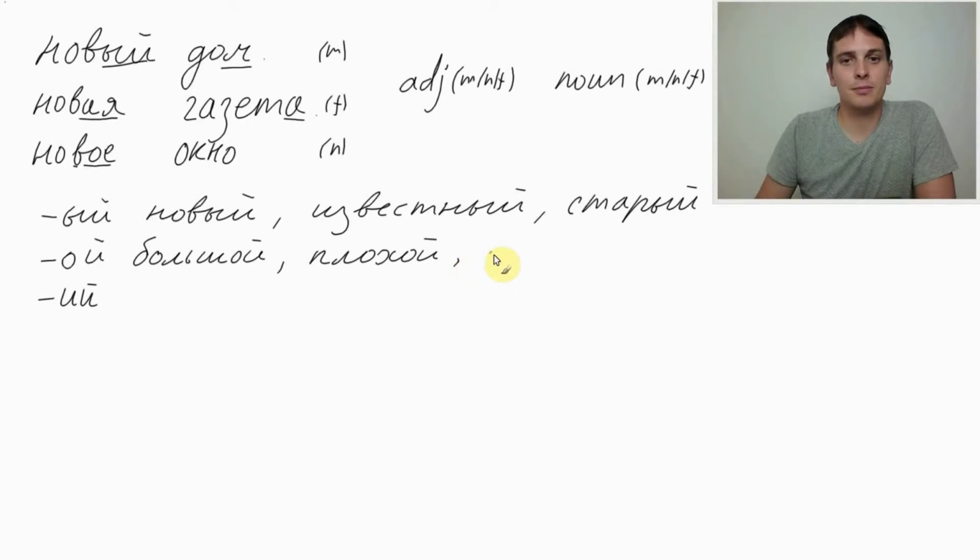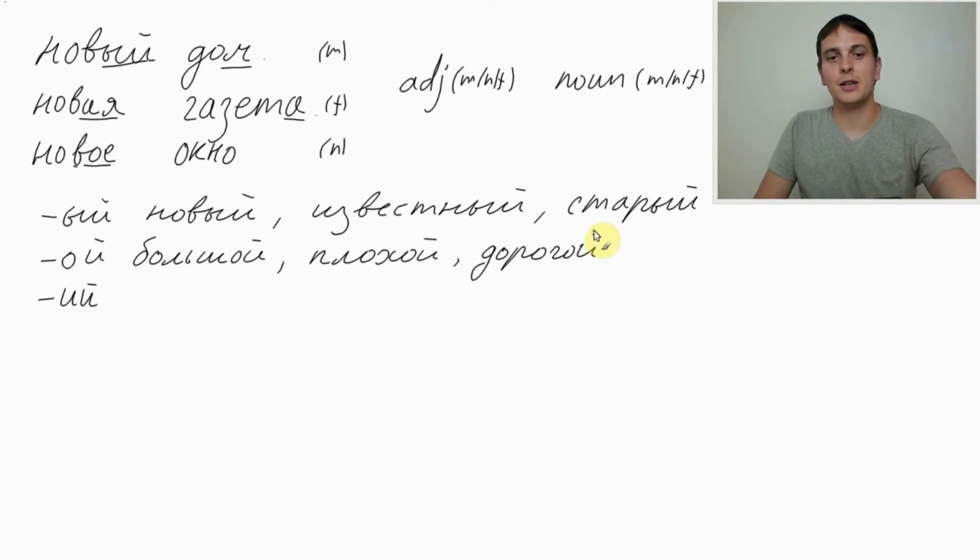Дорогой would be expensive or dear, darling. It's a code name for somebody you love. Дорогой. Well, dear or darling for a male. How will we say it for a woman? Дорогая. See, дорогая. The last two letters will change to ая. And this is basically the trick, how to adjust the adjective to the noun. We are changing the last two letters.